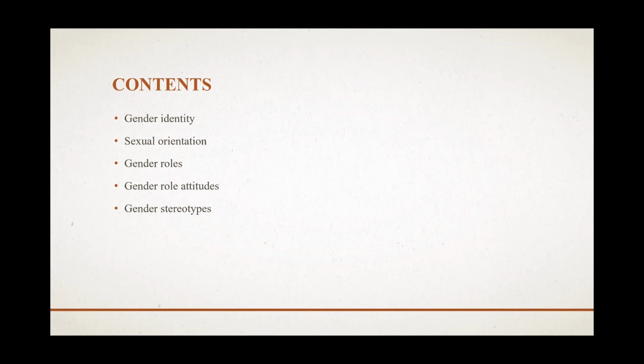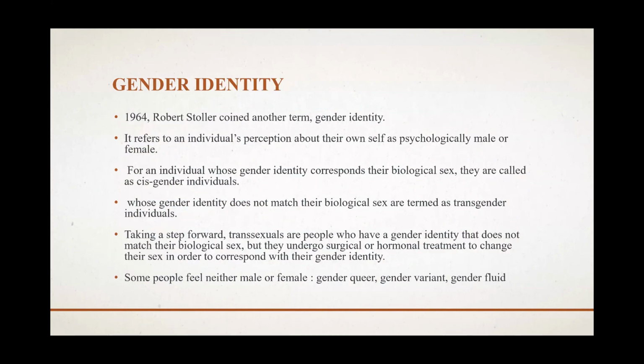Today we are going to learn about gender identity, sexual orientation, gender roles, gender role attitudes, and gender stereotypes. In 1964, Robert Stoller coined the term gender identity. It refers to how an individual perceives themselves, whether as psychologically male or female.